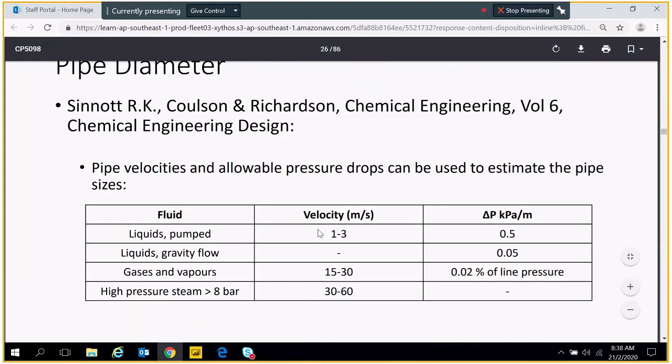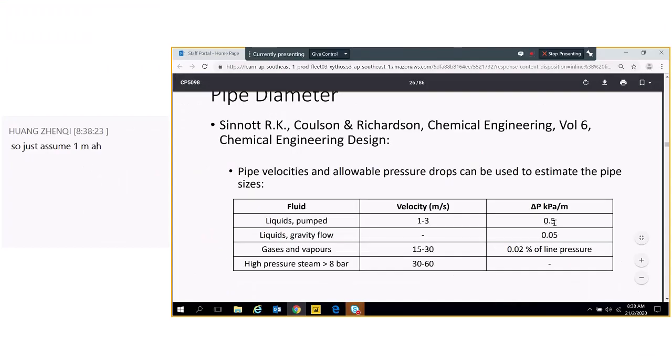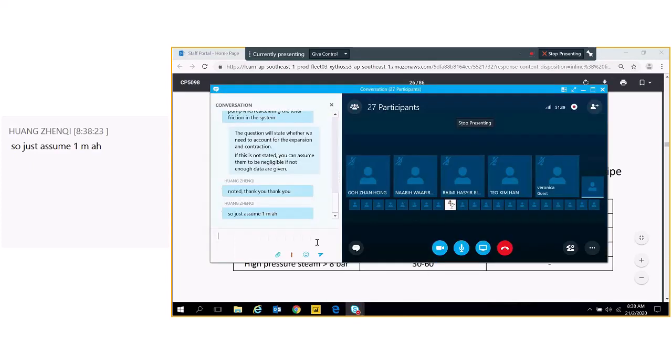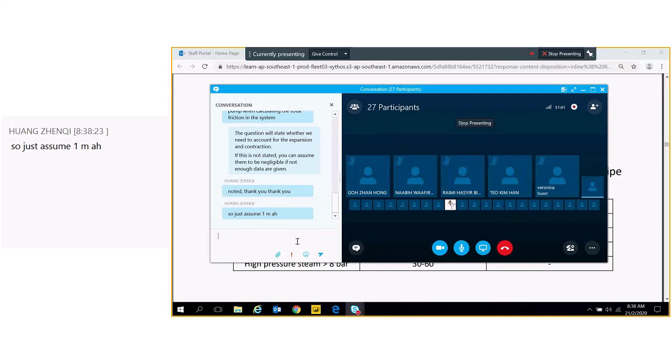You just need to memorize this: 1 meter per second to 3 meter per second, and a 0.5 kilopascal per meter. Make use of the Darcy equation. Let L equal to 1 meter. Yes, indeed. You have to take the length of the pipe to be 1 meter.